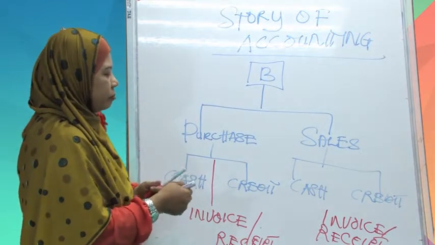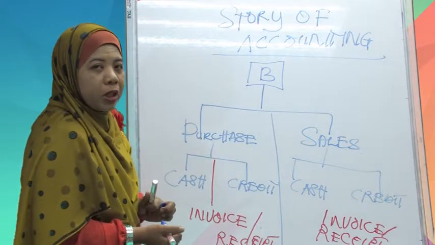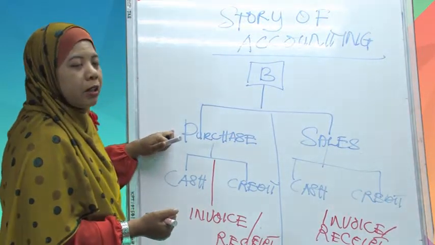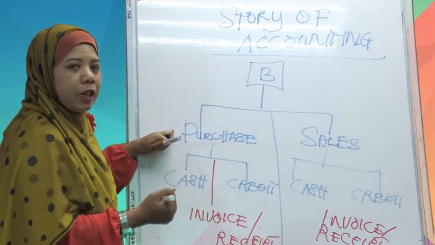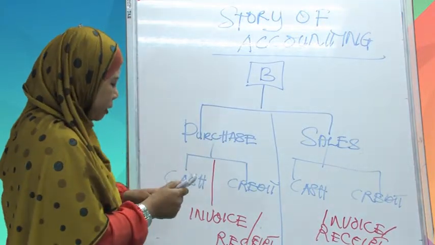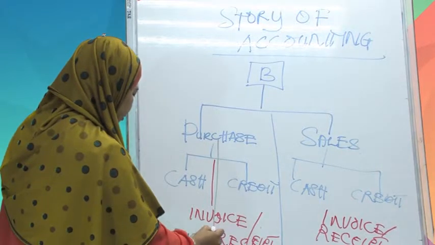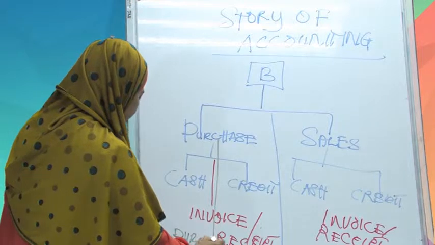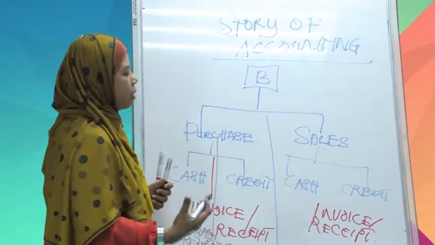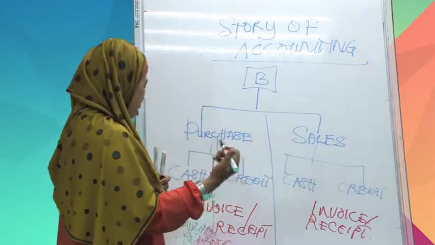Then we go to return inward or return outward, or purchase return and sales return. For example, if you have a purchase from the supplier and the product or the food is not suitable, we have to return it back. So the name is purchase return. Same with sales. If the customer is not satisfied with the food, product or service, they return it back to the business. Then we call that sales return.